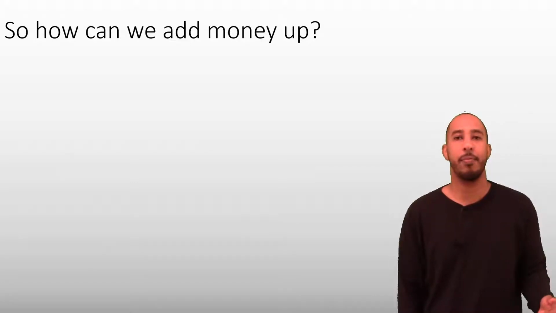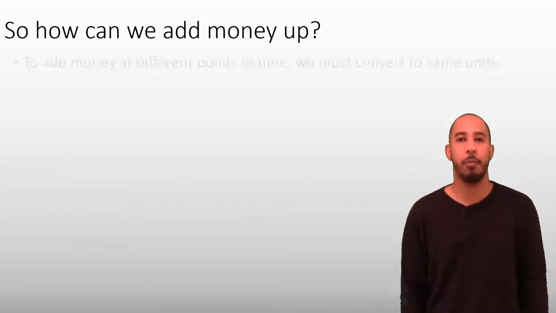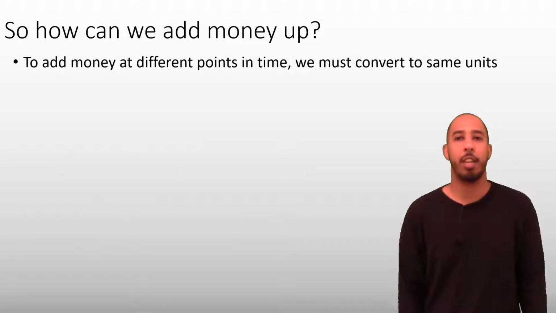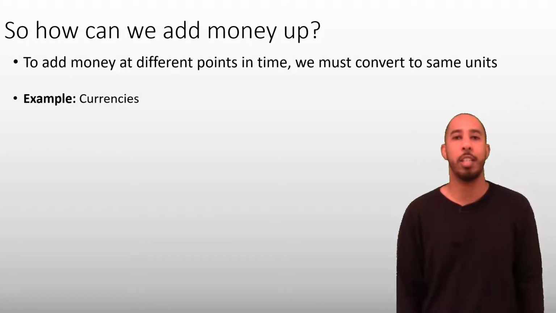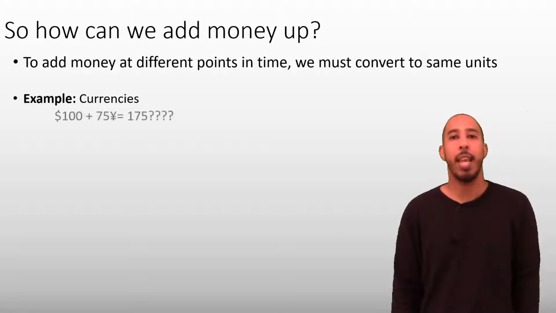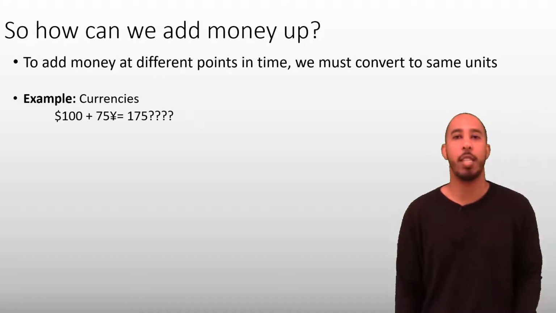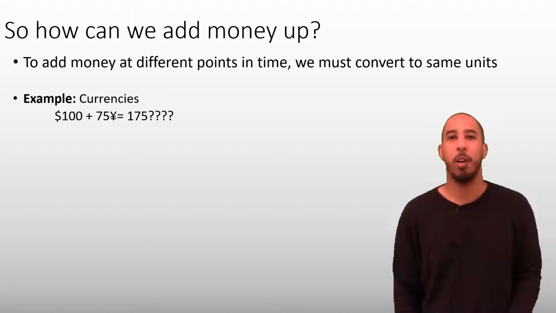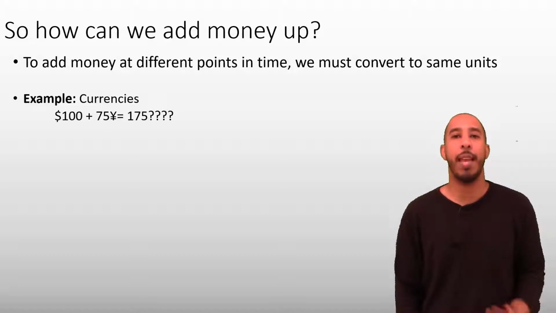To illustrate this, let's do an example you might be familiar with. If you've ever traveled outside the country, you've probably had to deal with currency exchanges. Let's say you got home from a trip to Japan, emptied out your pockets, and found you had $100 and 75 Japanese yen. You add them together and you have 175. Well, 175 what? $175? 175 yen? Well, you don't have 175 of anything because those are completely different items.